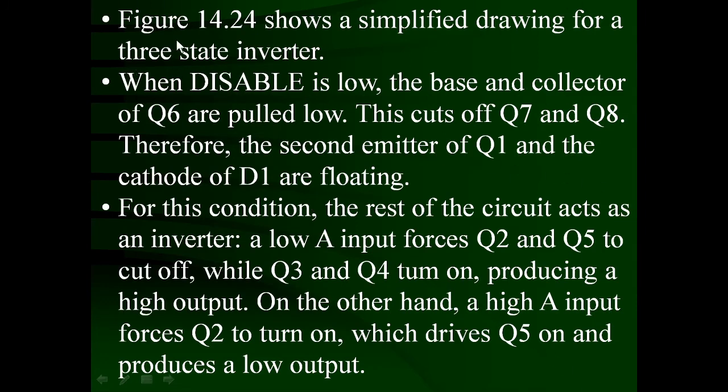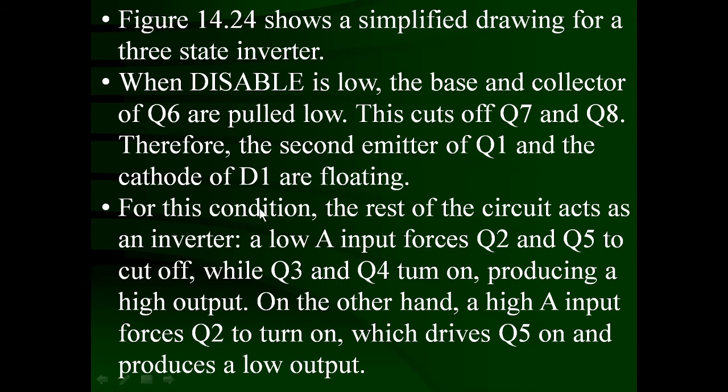Figure 14.24 shows a simplified drawing of a three-state inverter. When the decibel input is low, the base and collector of Q6 are low. This cuts off Q7 and Q8. Therefore, the second emitter of transistor Q1 and the cathode of diode D1 are floating, or disconnected from the rest of the circuit.